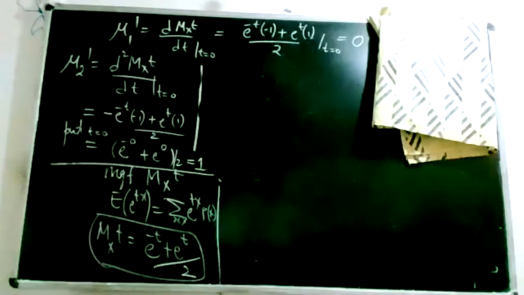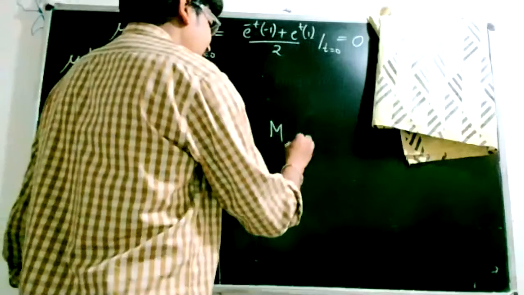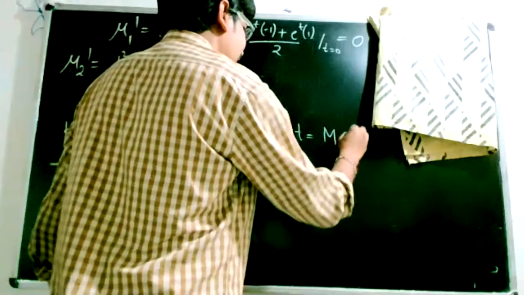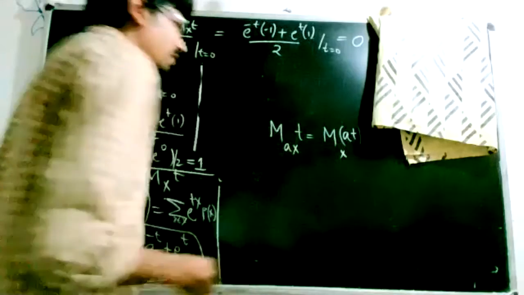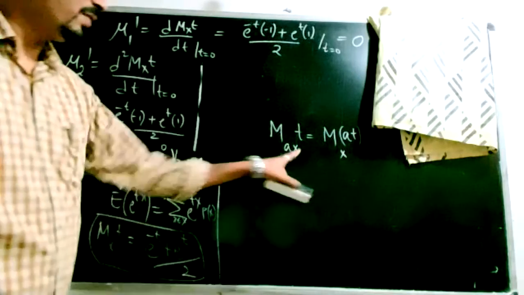If you want the MGF for AX, so MAX of t will be equal to MX of At. Just wherever there is t, put At, and you will get the MGF for the variable Y.